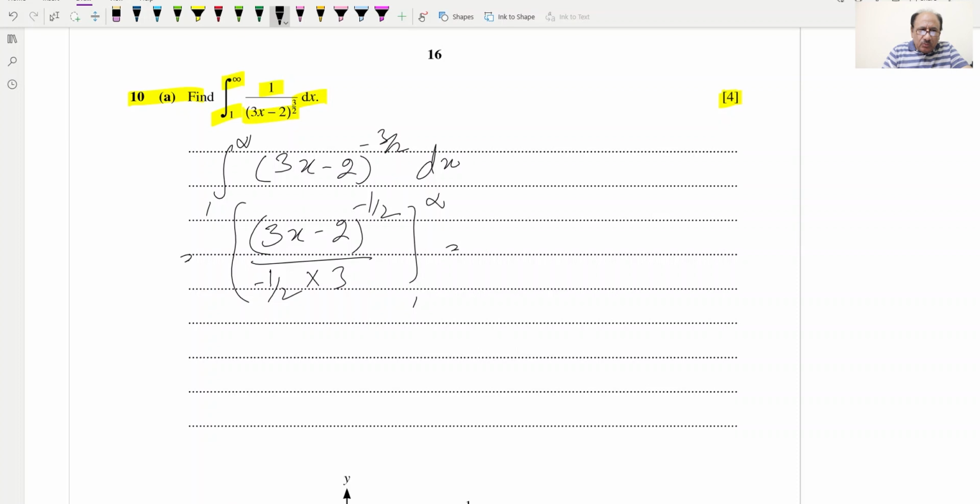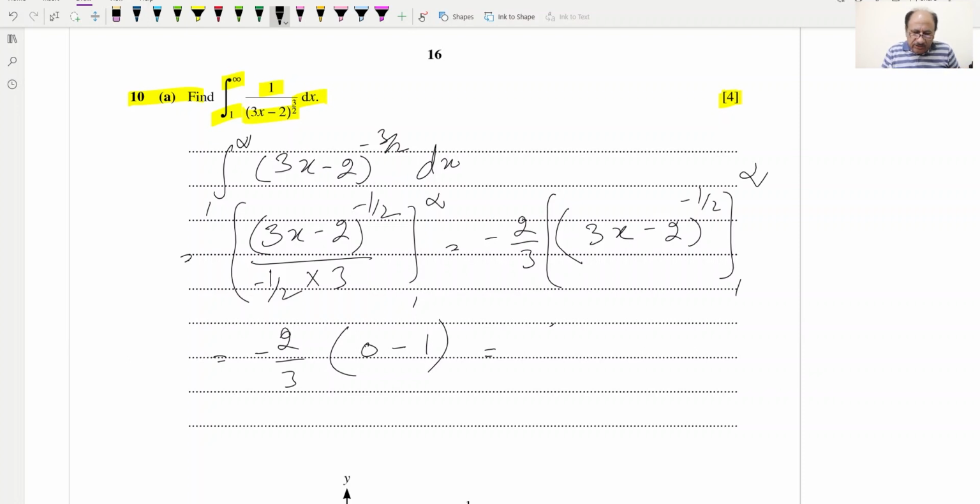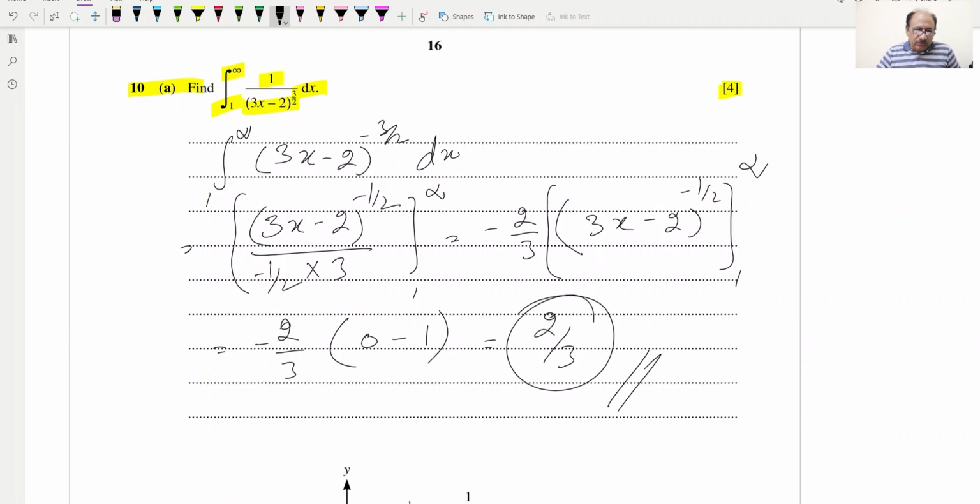Now if we replace infinity, what we can do is write minus 2 over 3 outside, and inside we can write 3x minus 2 raised to the power minus 1 by 2, from 1 to infinity. And this will be minus 2 by 3 as it is. When we replace infinity, we will get 0. So 0 minus, and if we replace 1, we will get 3 minus 2 which is 1, so it will be 1, and the answer will be minus 1 into minus 2 by 3, so the answer will be 2 by 3. This will be our final answer for this A part.